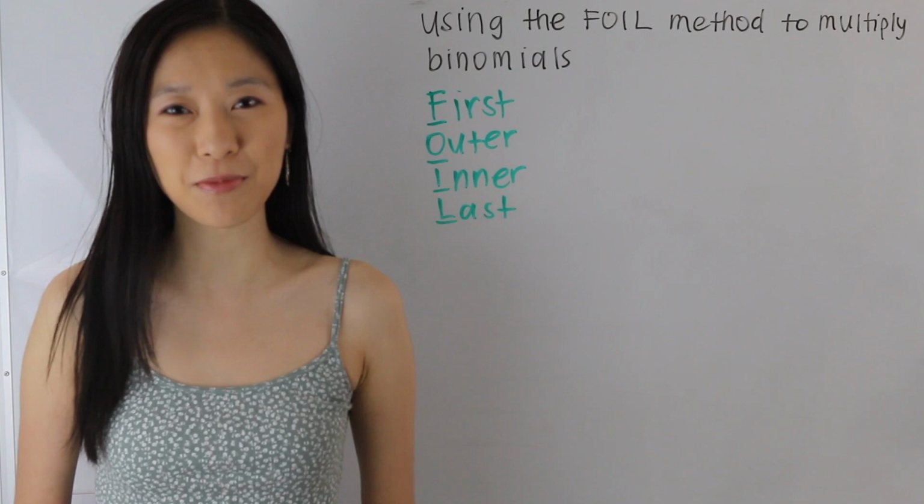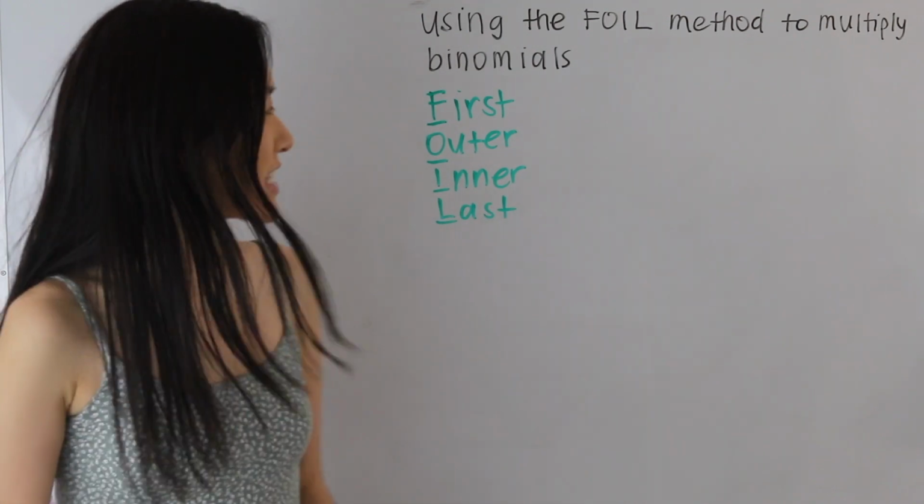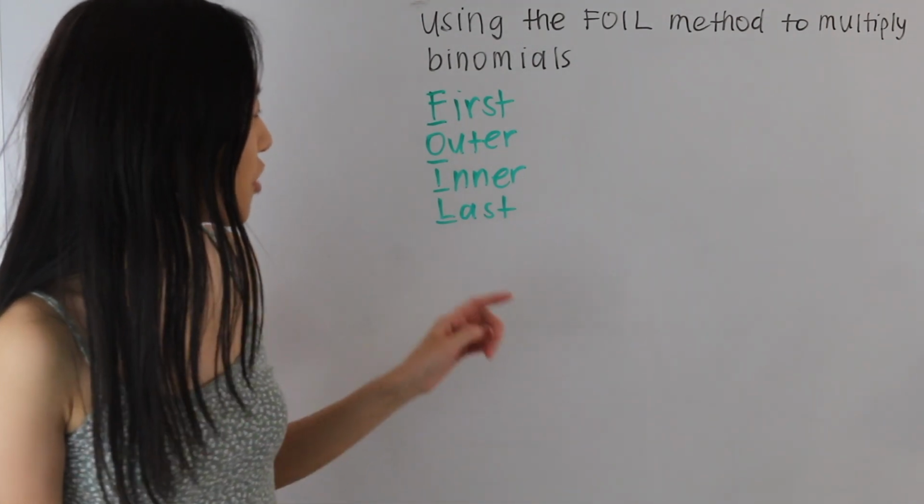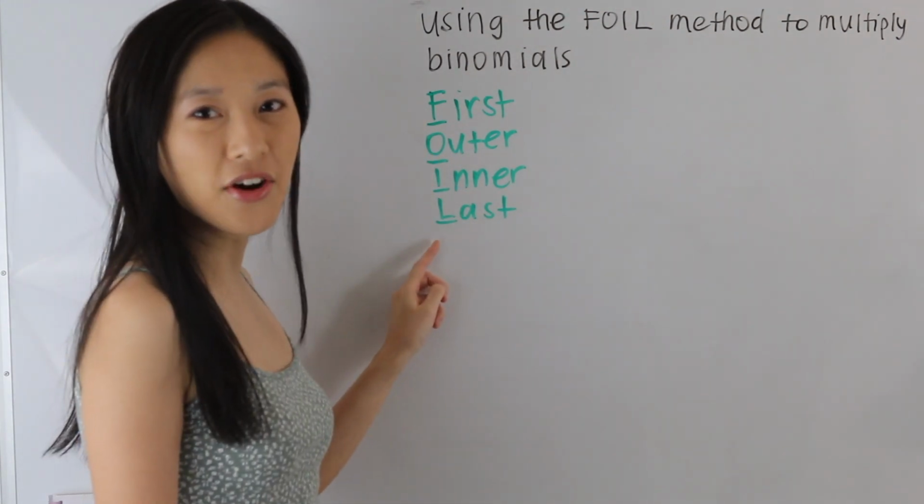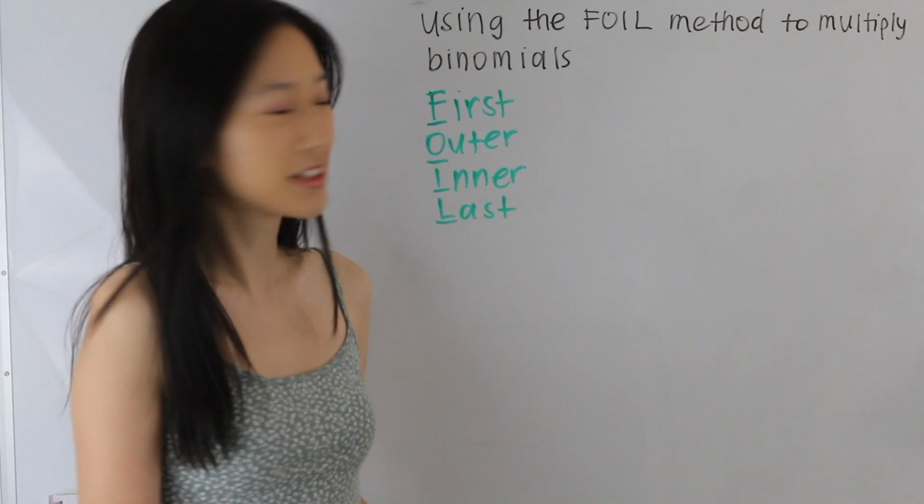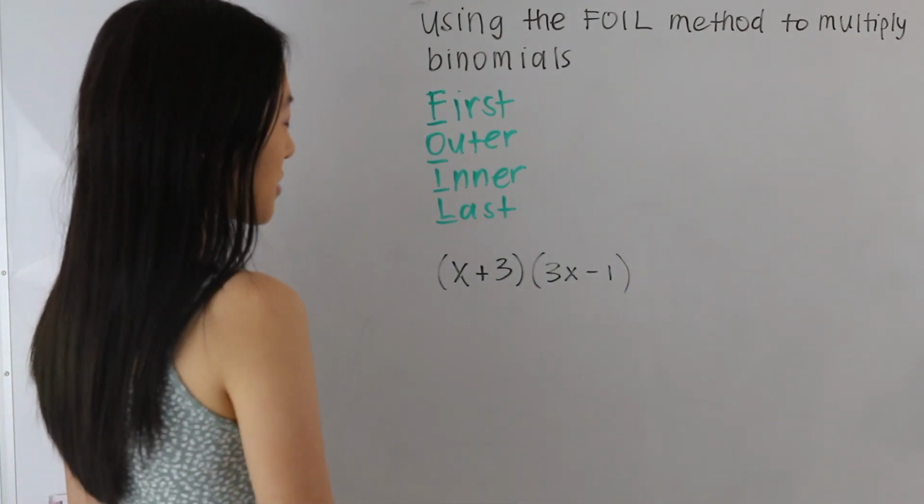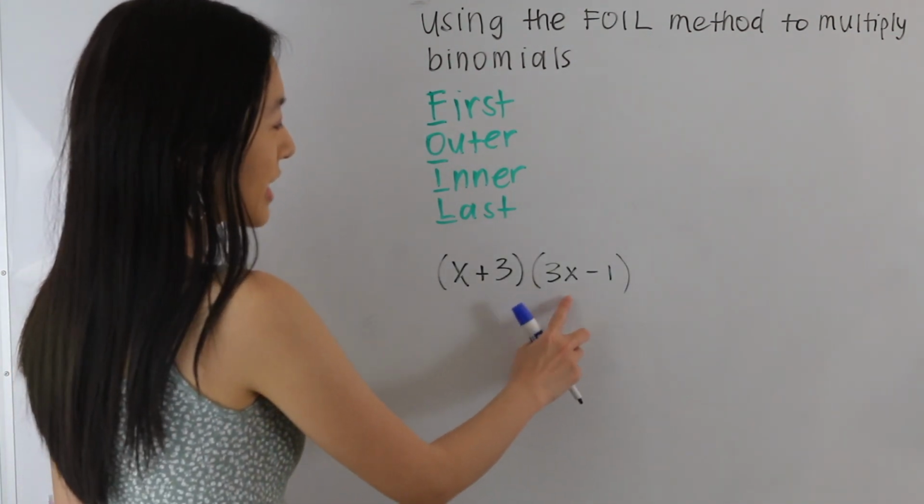In today's video we are going to be learning how to use the FOIL method to multiply binomials. The FOIL method tells us that we multiply our binomials in the following order: first, outer, inner, and last. Let's apply this to an example: x plus 3 times 3x minus 1.